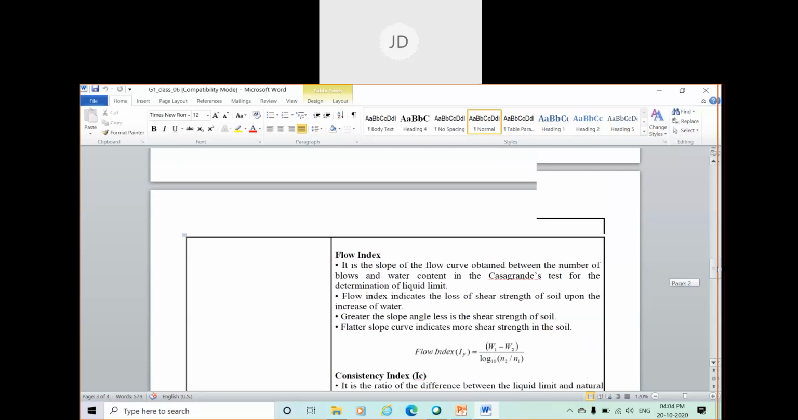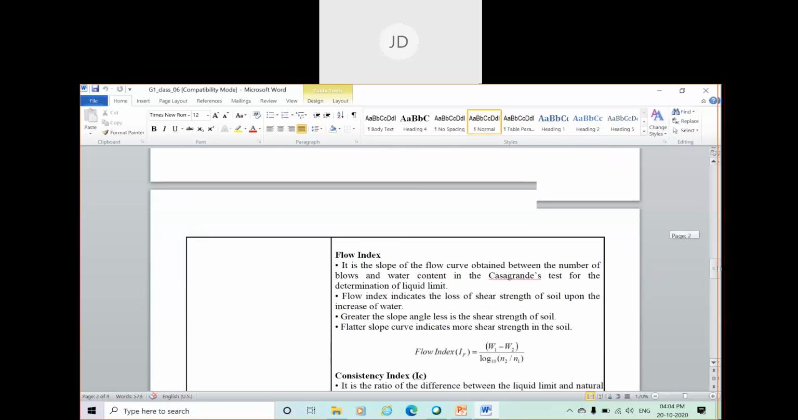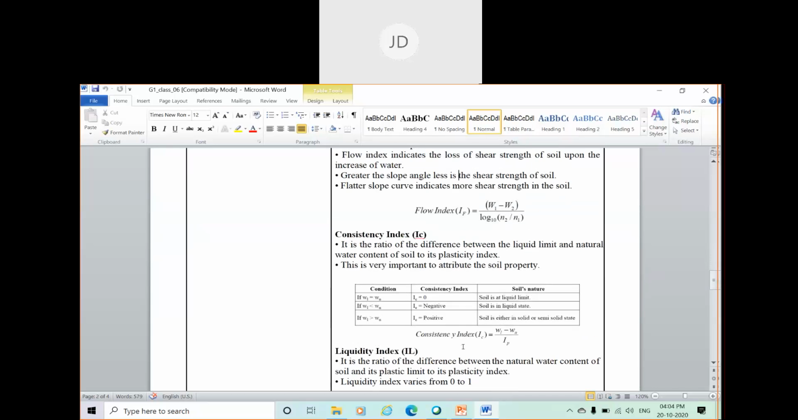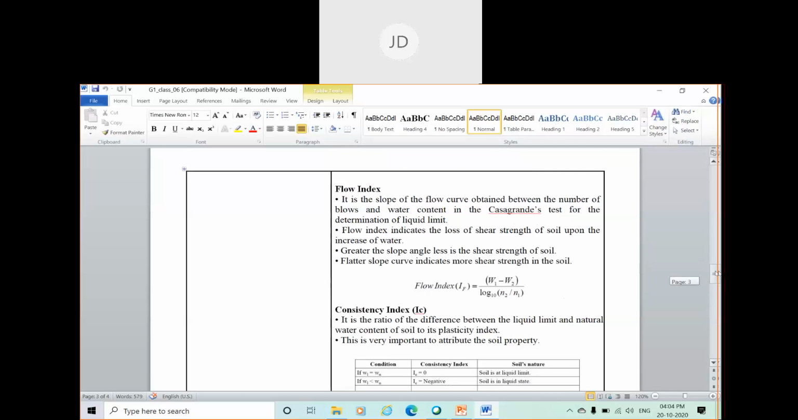Now, what is plasticity index? That we have already discussed here. Plasticity index, IP, is WL minus WP. So consistency index can be determined by this relation: liquid limit minus natural water content, divided by plasticity index. Natural water content means whatever soil we have taken from the ground or from the field, just take the water content. That water content will be your natural water content. Then you will get the consistency index of soil. Fine.